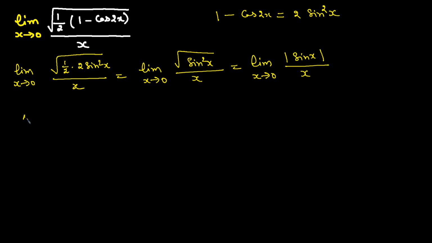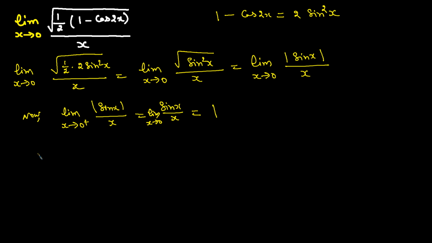So now I'll say limit as x approaches 0 from the right of the absolute value of sine x over x. As x approaches 0 from the right hand side, that means all the values of x are positive. That means sine x is positive, so the absolute value of sine x is just sine x over x. Limit x approaches 0, this gives me 1.